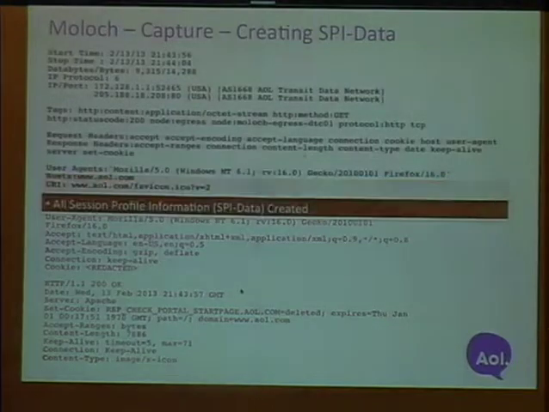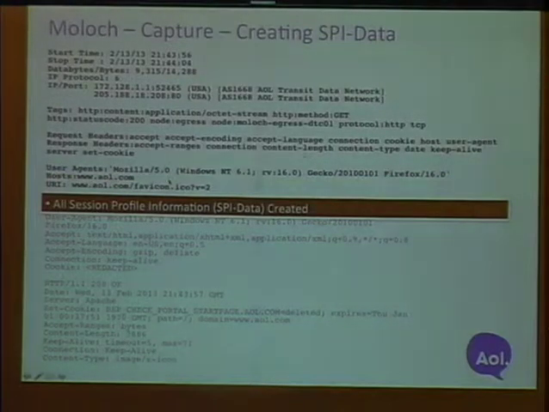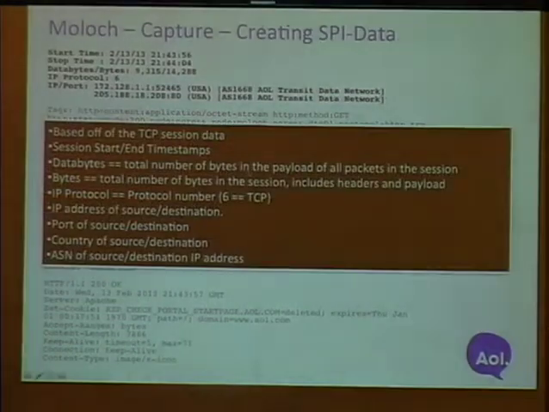So that's that. And then up here, this is the SPI information that we create based off of this single session. Basically, the top part here is, based off of the TCP session data, start and end of the session, the data bytes, which is the total number of bytes in the payload of the packet and not the headers. The byte count is the total byte count for the session. So that would include payload and also IP header bytes. The protocol that was used, the IP protocol that was used, port, source, destination.